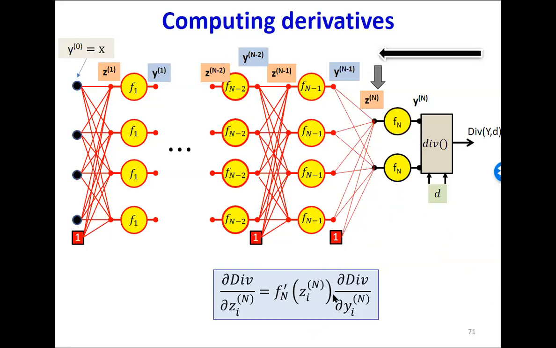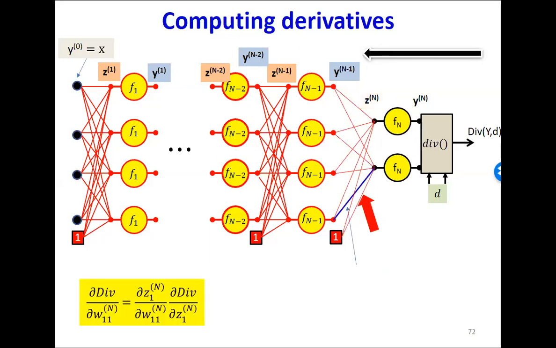And just generalizing this, I can use the same formula to compute the derivative of the divergence with respect to the affine inputs of all of the final layer neurons. So we've taken the first step backwards. Questions, anyone? Any questions here? Nothing on chat. Okay.